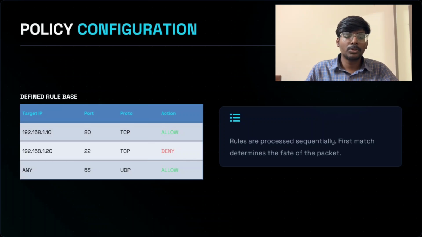These rules are processed sequentially. The first rule that matches a packet determines its action. This means rule order is very important, as it directly affects how the traffic is handled. Now let us move on to how we test these rules.